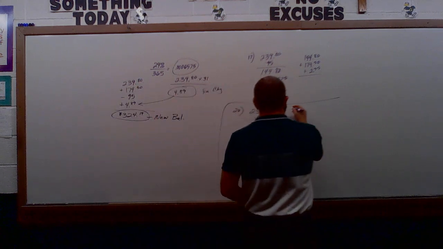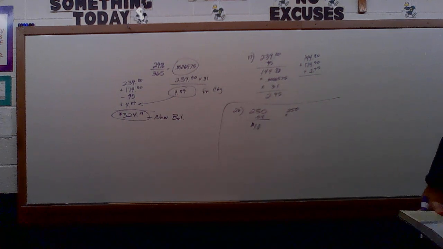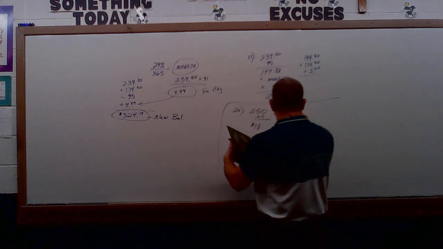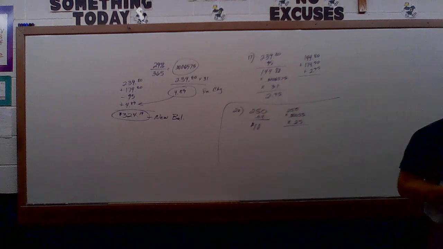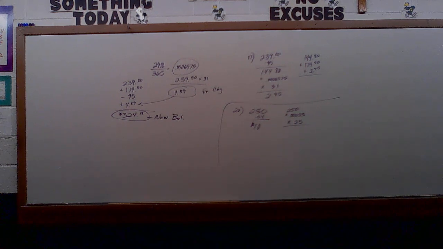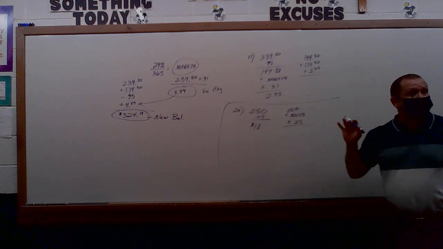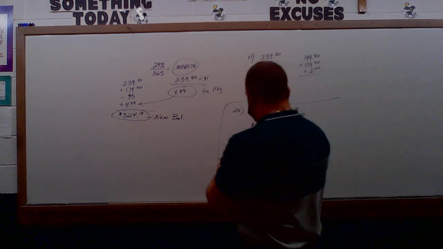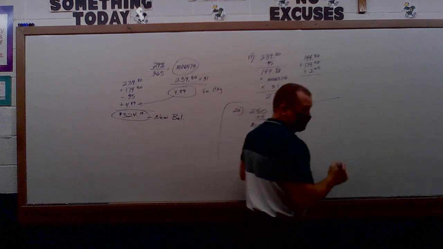Now I'm going to do 250 times that daily periodic rate. But again, remember, this is a true percentage, so I still have to move my decimal two places. Times 25 days, because that's how long I borrowed it. So when I do all of this, this is going to figure out my finance charge, how much interest I owe on it. So 250 times 3.31.